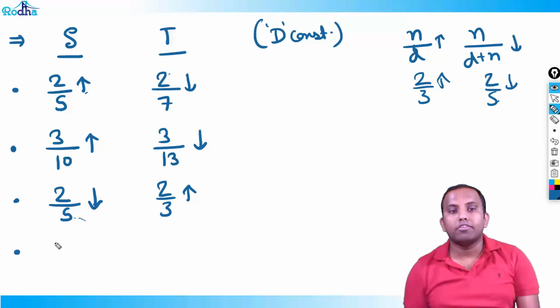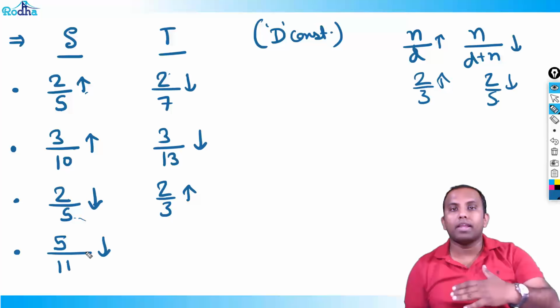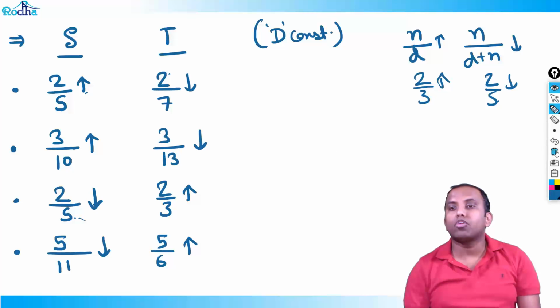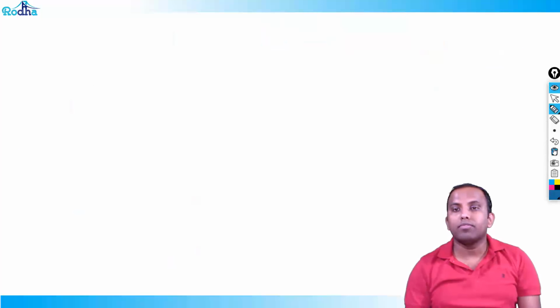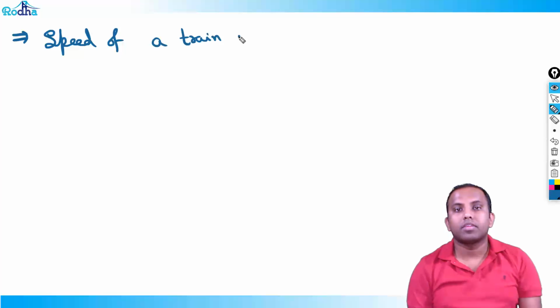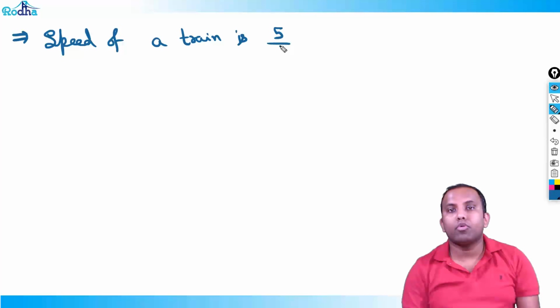If I ask, in speed, it is 5 by 11 decrease. If speed is decreasing by 5 by 11, then time is increasing by what? 5 by 6. Correct. So subtract. 11 minus 5 is 6. Okay. So where does this concept come from? Since this concept comes from, you can see it. If I say speed of a train is 5 by 4 times.